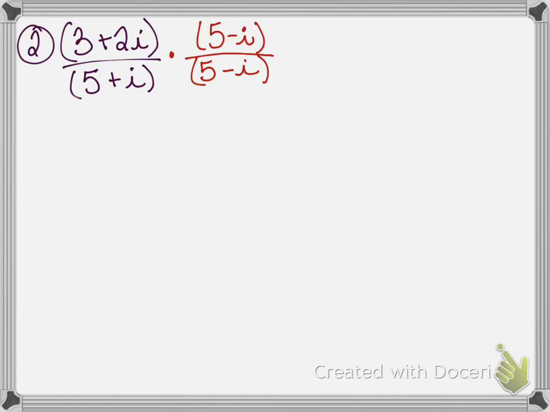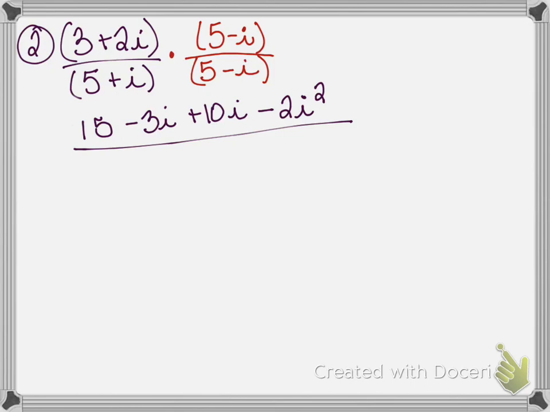Okay. So now what I need to do is FOIL the top and the bottom. So 3 times 5 is 15. 3 times negative i is minus 3i. 2i times 5 is plus 10i. 2i times negative i is negative 2i squared. Okay, now I'm going to FOIL the denominator. 5 times 5 is 25. 5 times negative i is negative 5i. i times 5 is plus 5i. i times negative i is negative i squared.